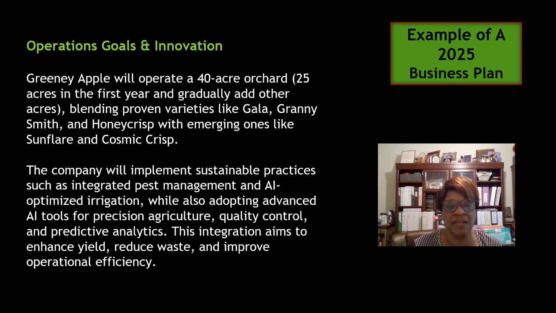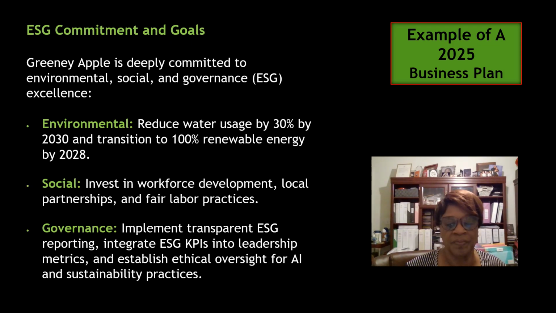Operations, goals, and innovation. This section talks about your operation strategy, how you're going to operate, how many acres you're going to cover, what type of sustainability practices you're going to use, and how you plan on reducing waste and improving your operational efficiency. Okay, we are still a part of the executive summary.